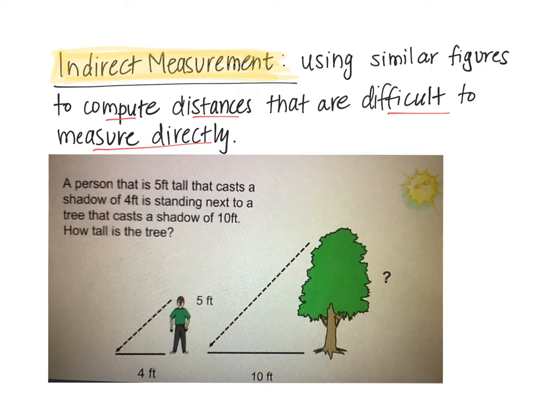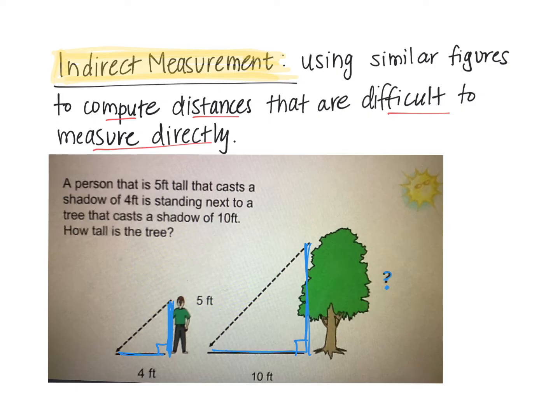This is called indirect measurement because we're not actually measuring it. First thing you might notice is, hey, this kind of looks like a right triangle, if I fill that in. The person standing forms a right angle with the ground. So does the tree. I know the bottom of both of those right triangles. I know how tall the guy is, but I do not know how tall the tree is.